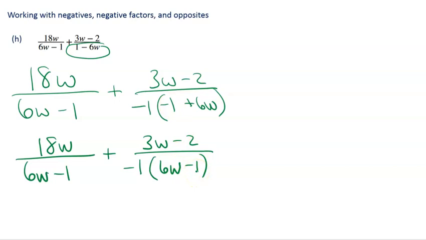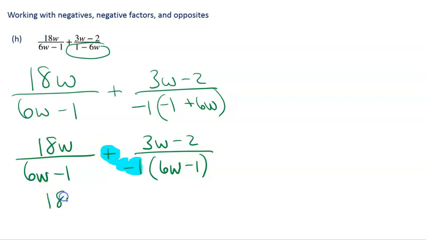Now look, the denominators almost match. This negative 1 is in the way. You know what I can do with it? Right here, I can change this plus problem by taking this negative up to the top, and it turns now into a minus problem. That's how you handle that negative 1.